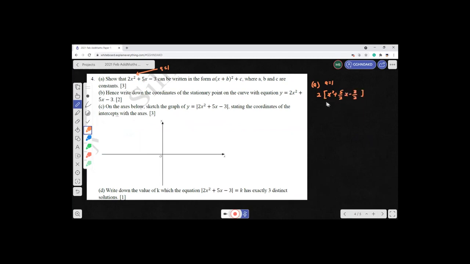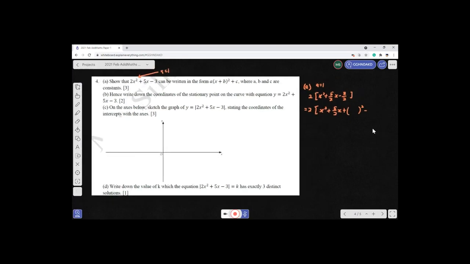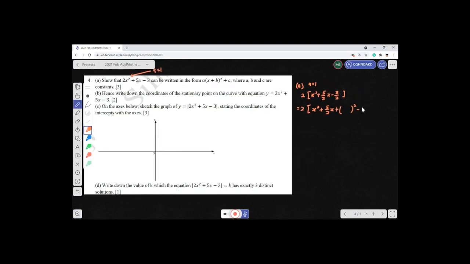Then I complete the square. So I always tell students, to complete the square, always put the bracket square minus bracket square minus 3 over 2. Okay, so what to put inside the bracket? You put in the b here, which is 5 over 2. It will be 5 over 4 because you need to divide by 2.